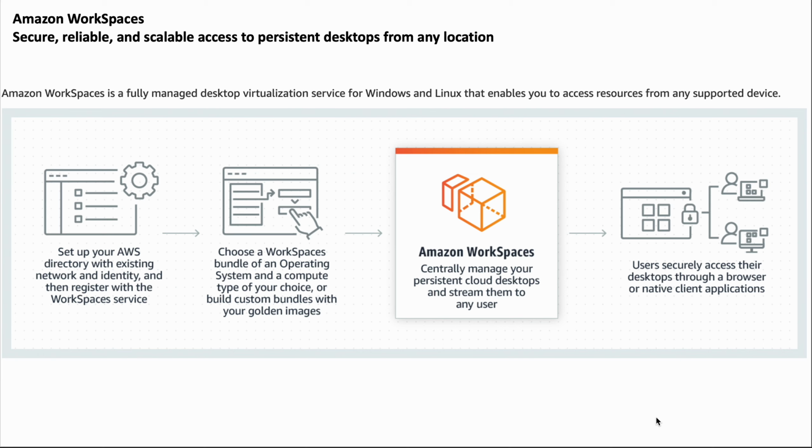Then you have to choose your workspace based upon the bundle of OS, Windows or Linux, depending upon what we want to interact with. If we are a Linux-based user, then obviously we'll prefer a Linux-based system, or if we are more towards the Windows environment, then we'll choose the Windows OS as a bundle, as a custom golden image. Once we have created those environments, there are a few sets of configuration to give access to the users, and finally we create our AWS WorkSpaces, centrally manage the desktops and stream them to any users.